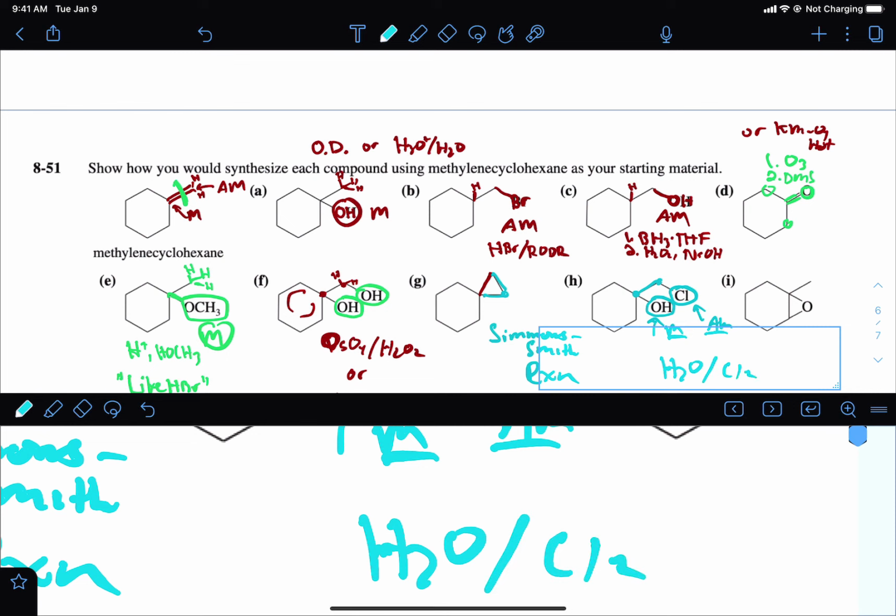We make the chloronium ion, that 3-membered ring. We pop it open with the water. That ends up being OH. And because the chloronium ring has a positive charge on it, that indicates that the water attacks the more substituted carbon, and therefore the OH ends up in the Markovnikov position.